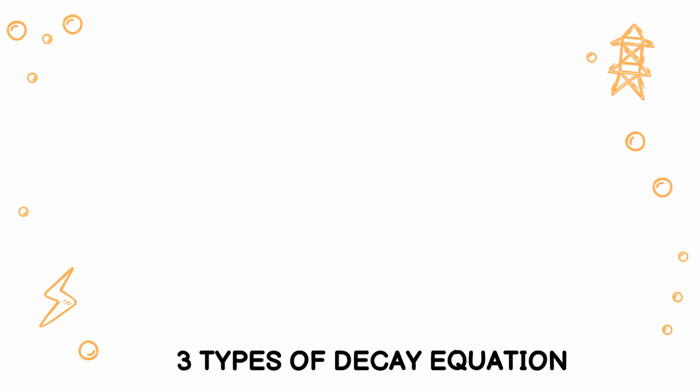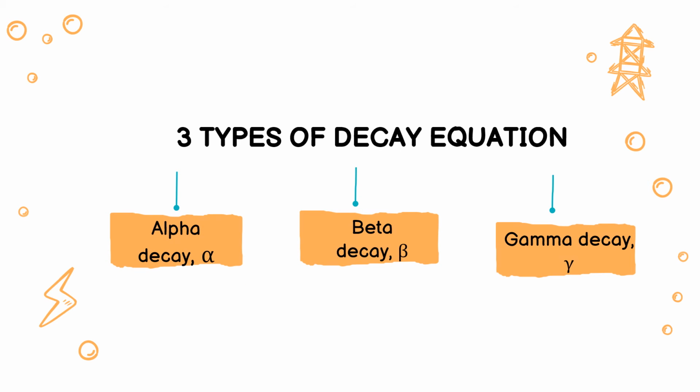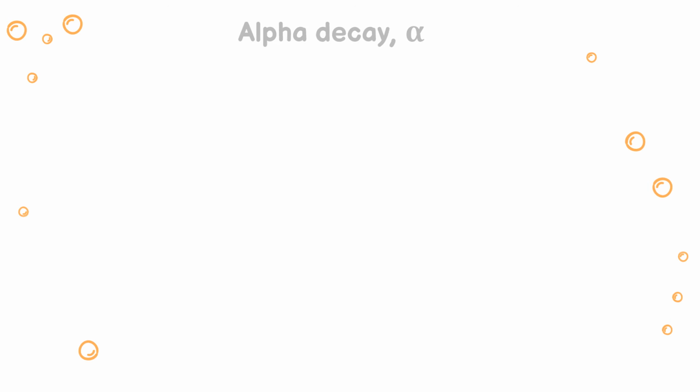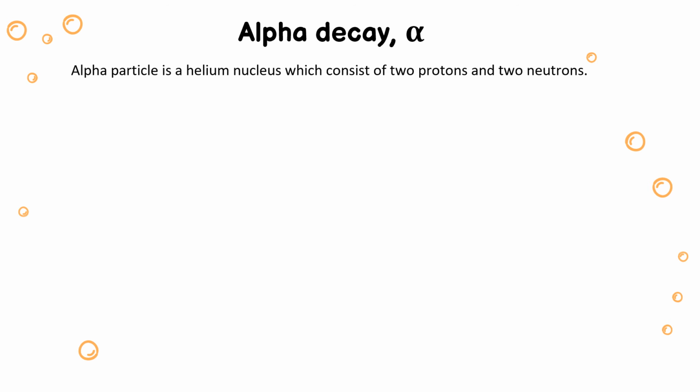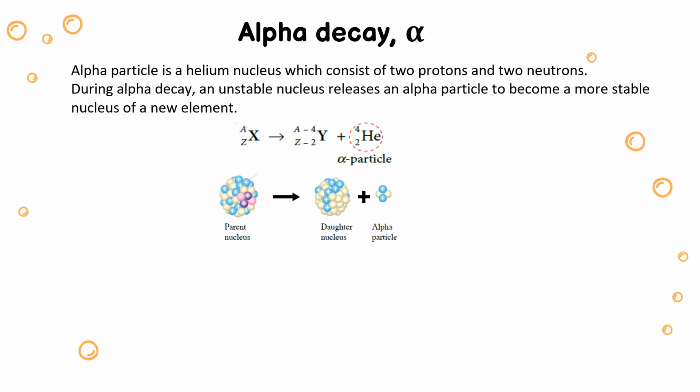Next, we look at the decay equations for these three: alpha, beta, gamma. Alpha decay. An alpha particle is a helium nucleus which consists of 2 protons and 2 neutrons. During alpha decay, an unstable nucleus releases an alpha particle to become a more stable nucleus of a new element. The general equation for alpha decay is as follows.